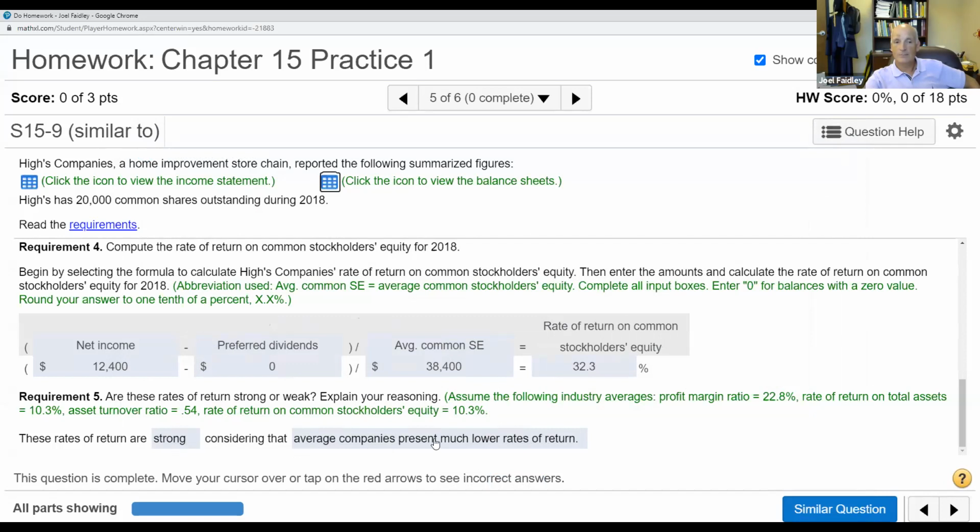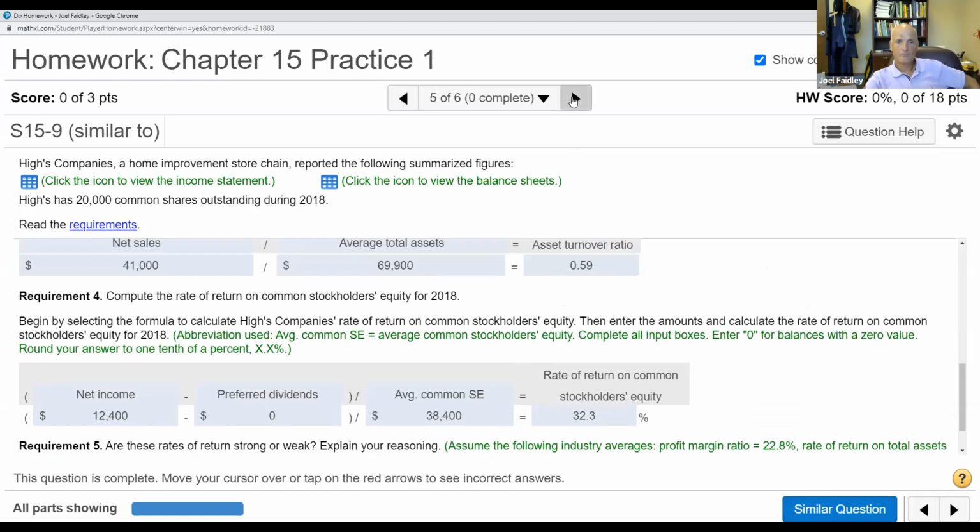Strong, considering average companies present much lower rates of return, because they give you that here. Industry average for each of these. I mean, the higher the profit margin, the better. Asset turnover, the better. Return on equity, the higher, the better. Strong company.